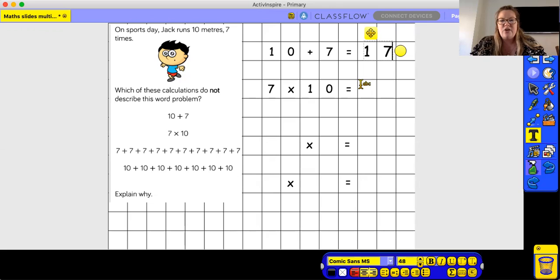Interesting. 70. Tell your adult very quickly, how do we write the number 70? Well done. It's a 7, 7 tens, and a 0 for 0 ones. Interesting. We have two different answers here. Tell your adult now, which one tells us 10 metres 7 times?